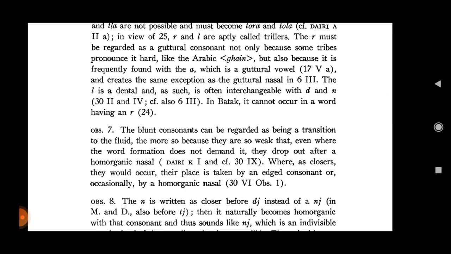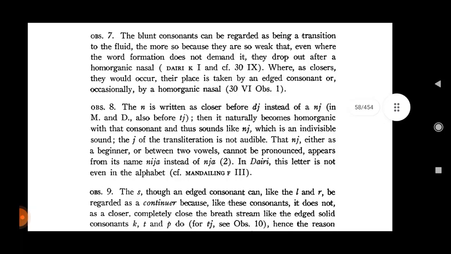The R must be regarded as a guttural consonant, not only because some tribes pronounce it hard, like the Arabic ghain, but also because it is frequently found with A, which is a guttural vowel, 17.5a, and creates the same exception as the guttural nasal in 6.3. The L is a dental and as such is often interchangeable with D and N. 32 and 4 Cf. also 6.3. In Batak, it cannot occur in a word having an R. Ops 7. The blunt consonants can be regarded as being a transition to the fleet.